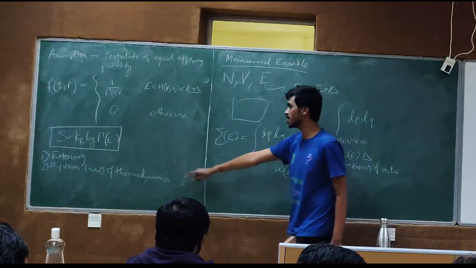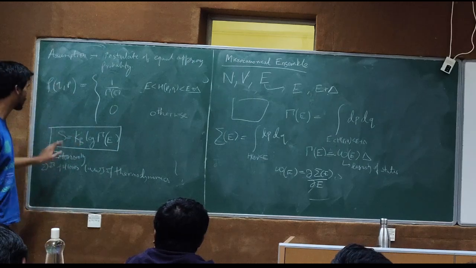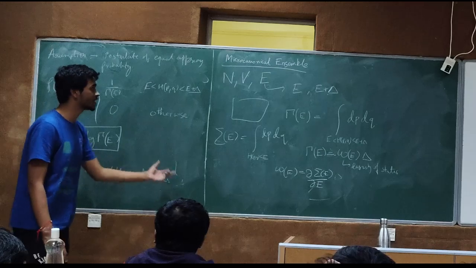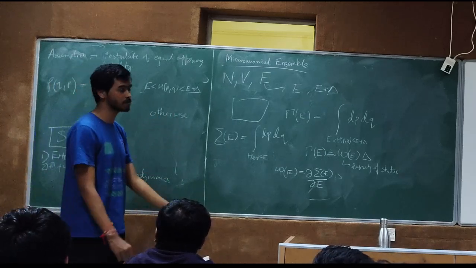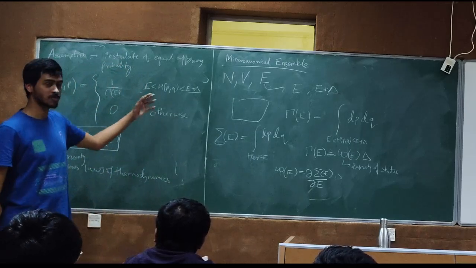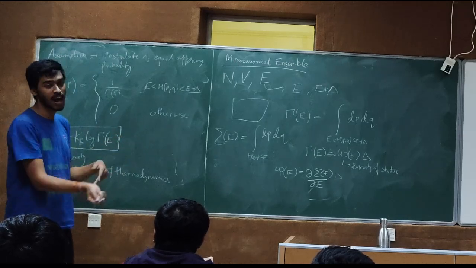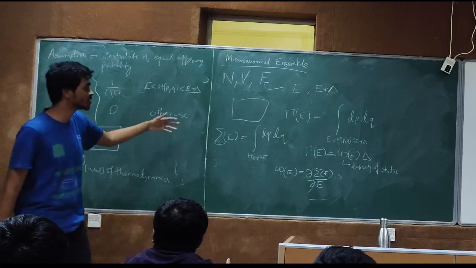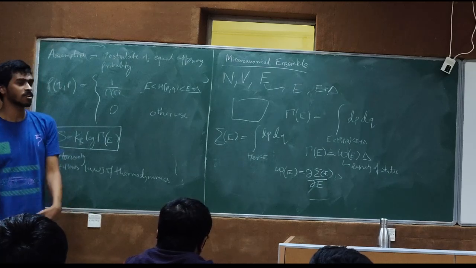So next class I will start by showing how this function follows these two properties. And then we will see a theorem called the ensemble theorem, and then go to a different kind of ensemble. Before that, we will do some calculations, find the properties of some systems in this microcanonical ensemble, and then go to a different ensemble.